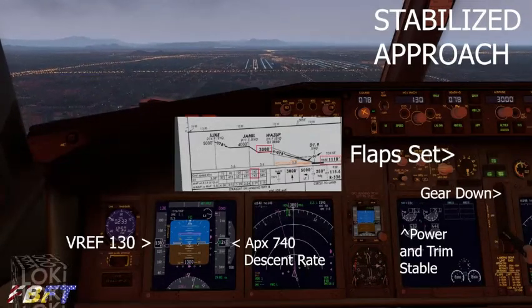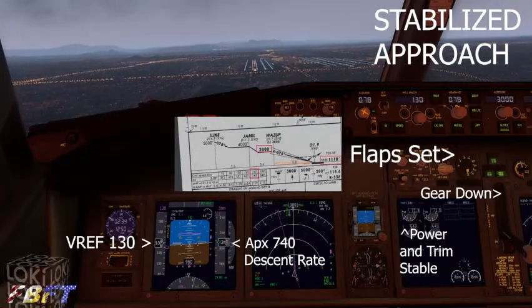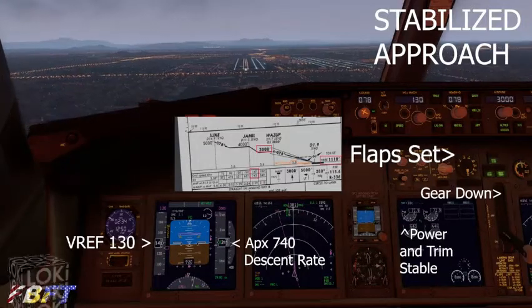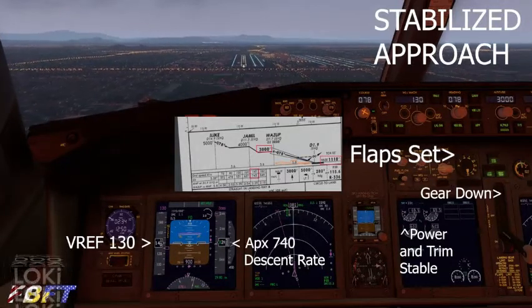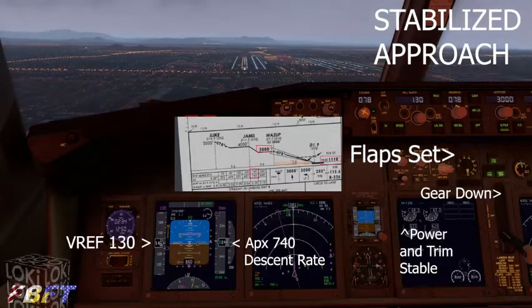The descent rate, I want to stay at about 750, and we're going to get that locked in a moment. Flaps are fully set, the gear is down and locked, and you'll notice I am not cycling that power up and down. Very little, if any, adjustment on our way in here.